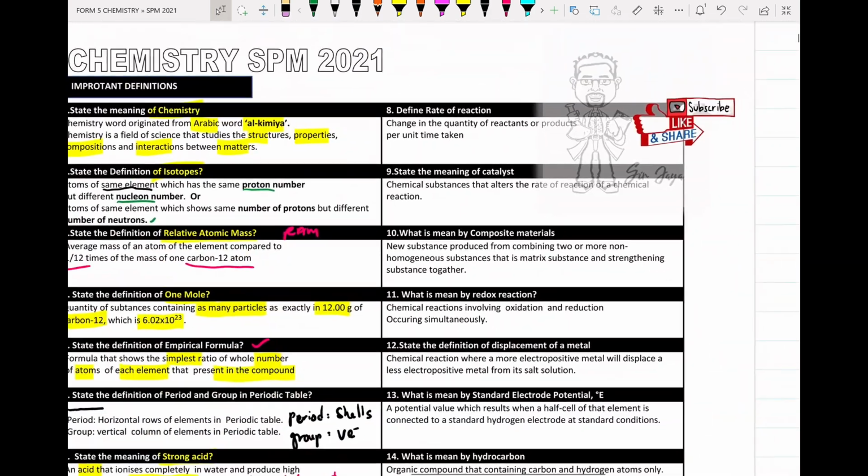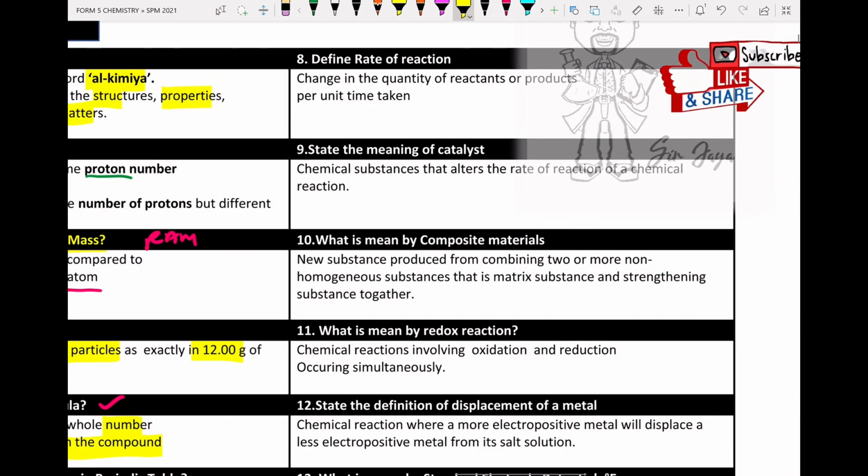All right, we go for the eighth definition, rate of reaction. So the meaning of rate of reaction, this will be the general definition. Later we will go for the specific definition. The change in quantity of reactants or products per unit time taken.